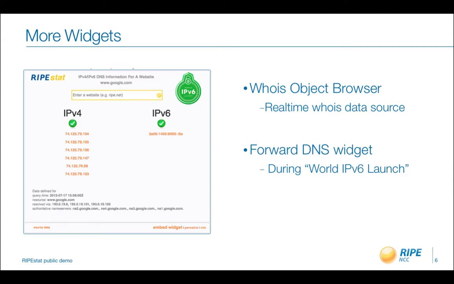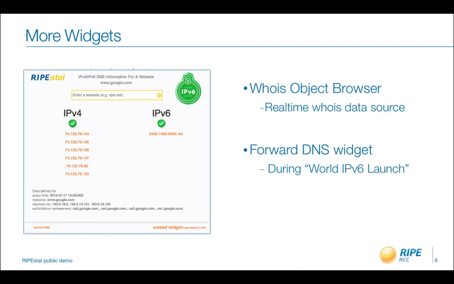Also, a new widget was created as part of the World IPv6 launch event, which took place last June. This widget allows you to observe the forward DNS entries a domain name resolves to, as it's viewed by the RIPE NCC name servers.